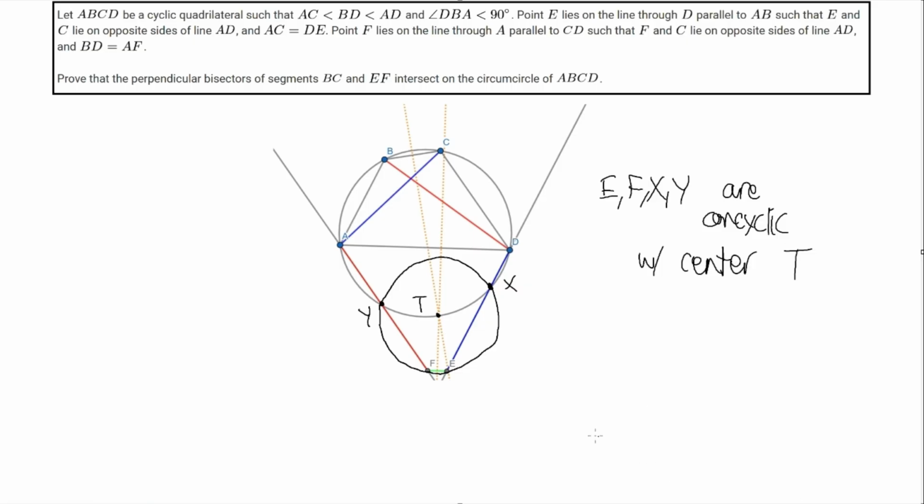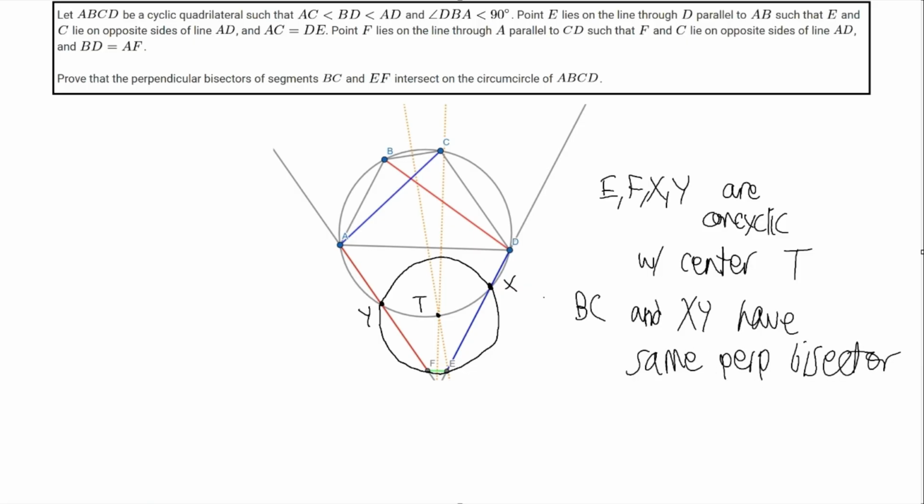And then we need to somehow use this to finish the problem, because then we know that the perpendicular bisectors of EF and XY meet at point T, which is on the circumcircle. But then we need to show that the perpendicular bisector of XY is the same as the perpendicular bisector of BC. So our second conjecture is that BC and XY have the same perpendicular bisector. Now we just need to prove these two claims, and we will be done with the problem.